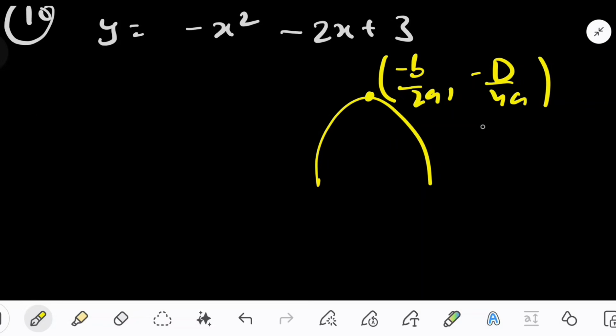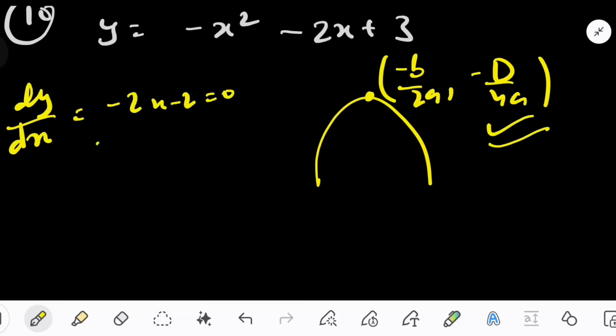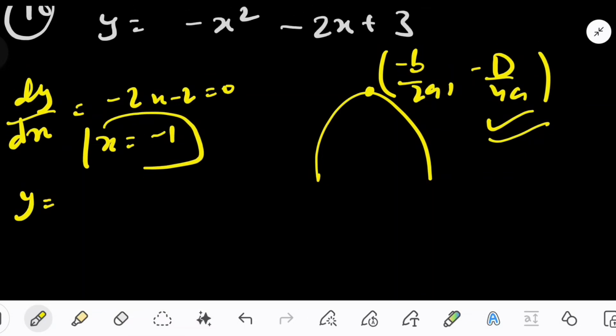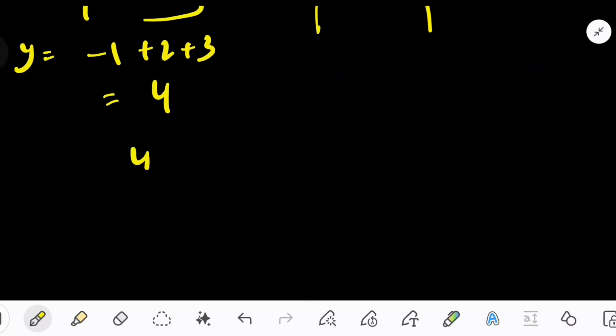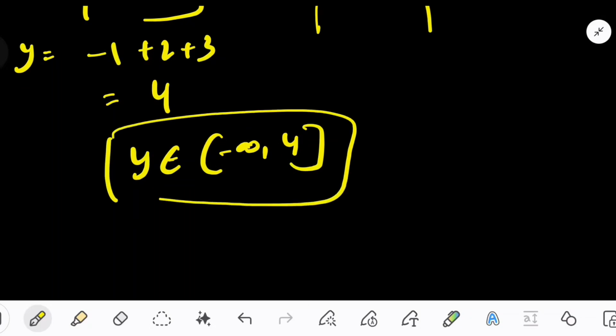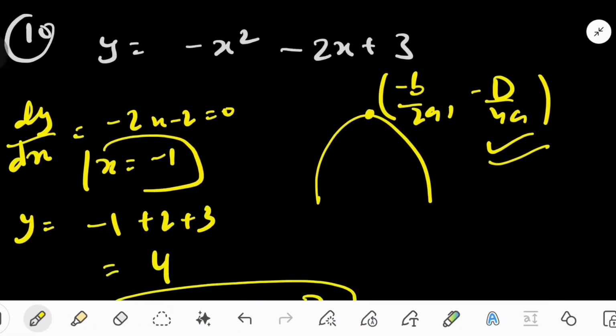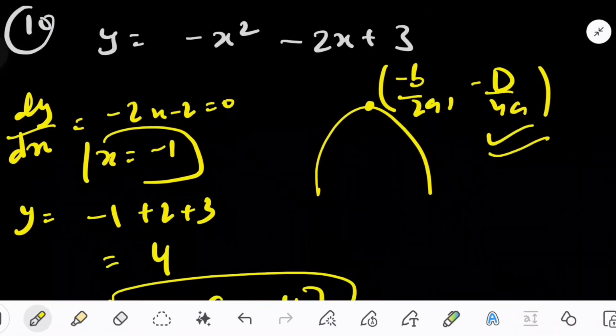So when I use the derivative method, you have to solve using this method, right? Whatever method you are comfortable with. It is negative 2x minus 2 is equal to 0. So you get x is equal to negative 1. You substitute it back. You get y is equal to negative 1 plus 2 plus 3. So it will be equal to 4. So hence y belongs to negative infinity to 4, right? Correct? Okay.